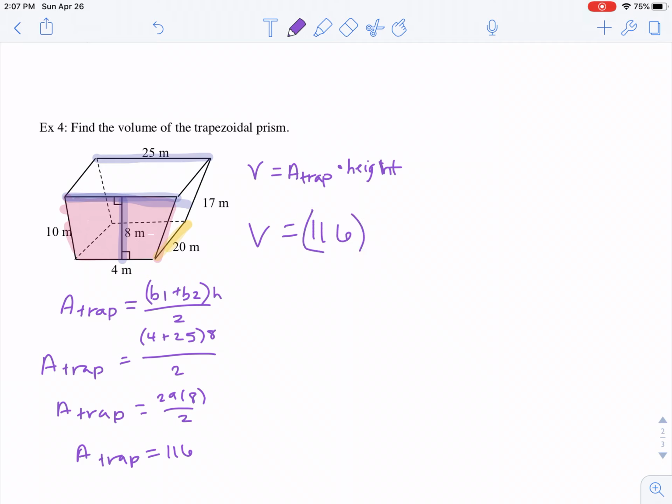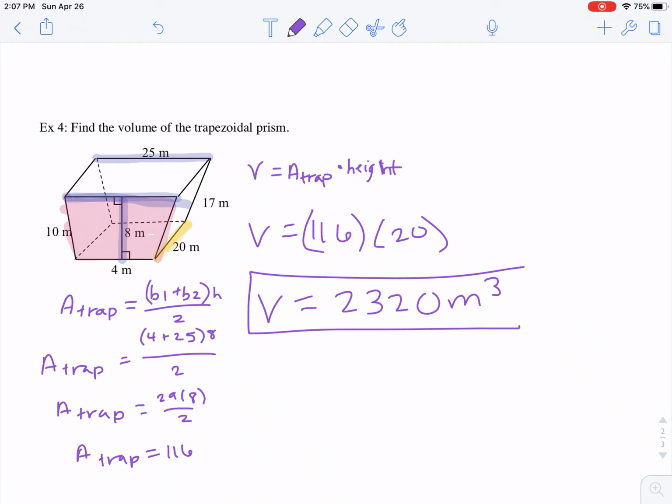Now, is height going to be 8 because our other height was 8? We have to remember, in a volume formula, the height is always talking about the distance between the two bases. So my height is that lateral edge of 20. And if I multiply those, that tells me my volume is 2,320 meters cubed.